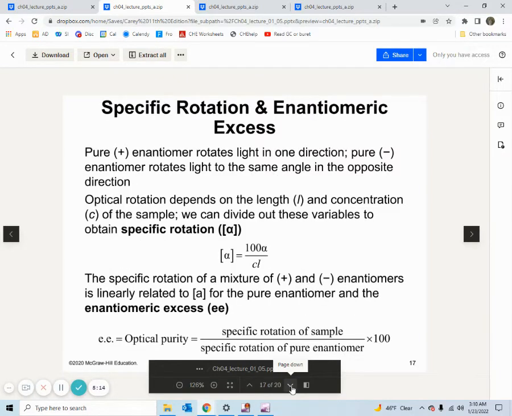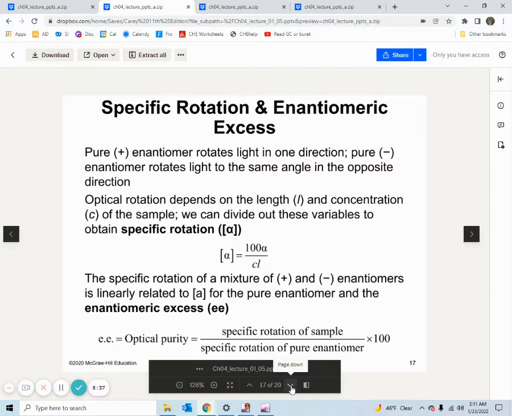Specific rotation and enantiomeric excess. A pure plus enantiomer rotates light in one direction, and pure minus enantiomer rotates light to the same angle in the opposite direction. Optical rotation depends on the length and concentration of the sample. Dividing these out to obtain specific rotation alpha, 100 times alpha over CL is our calculation.